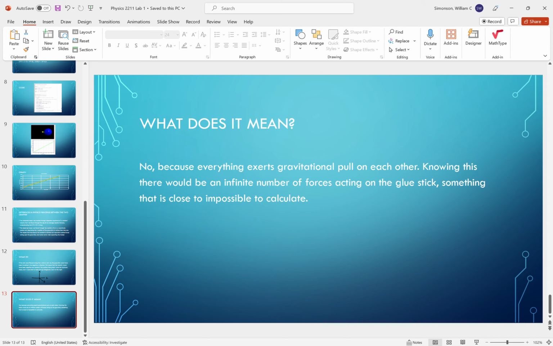What does it mean? No, because you would not be able to calculate the force because everything exerts a gravitational pull on each other. Knowing this, there would be an infinite number of forces acting on the glue stick, something that is close to impossible to calculate exactly.